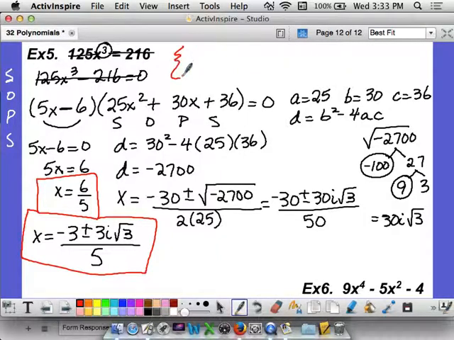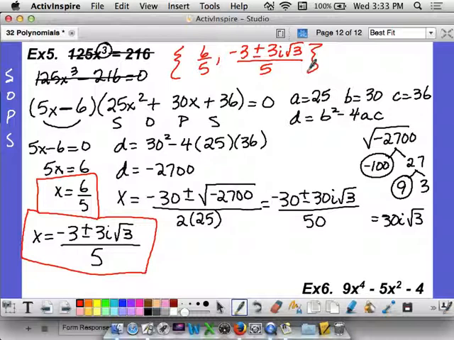And if I had to write that in set notation, and it doesn't matter which order you write first, if you write plus or minus, this is probably what it's going to look like here. So in the blank, that's how you would write your final answer.